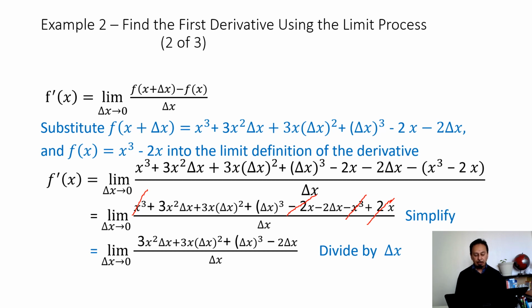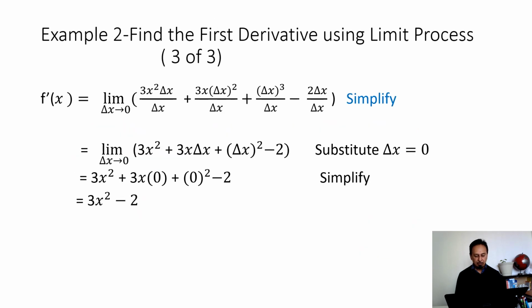Now we divide all of these terms by delta x. And we have the limit as delta x approaches 0 of 3x squared delta x over delta x plus 3x delta x squared over delta x plus delta x cubed over delta x minus 2 delta x over delta x. So we can cancel out these two, so we have 3x squared. Here we cancel out this one and we are left with delta x, so it becomes 3x delta x. Here we cancel out and it gives you delta x squared. And here we cancel this one, it gives you minus 2.